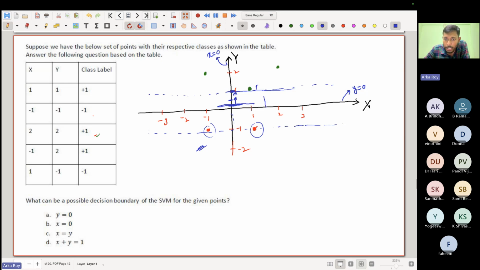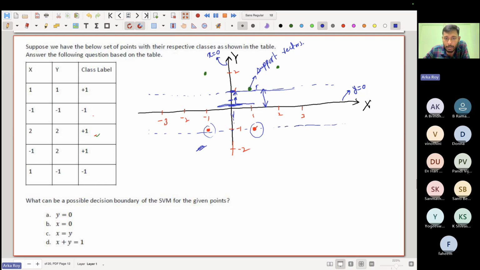Right. So you can increase the margin till the point where you actually touch the support vectors, or the data points from a particular class. So these data points are called support vectors.